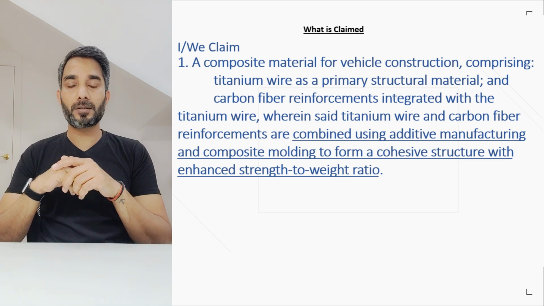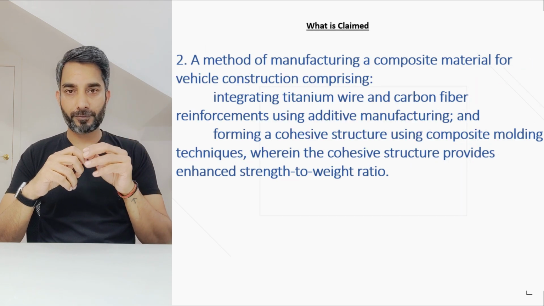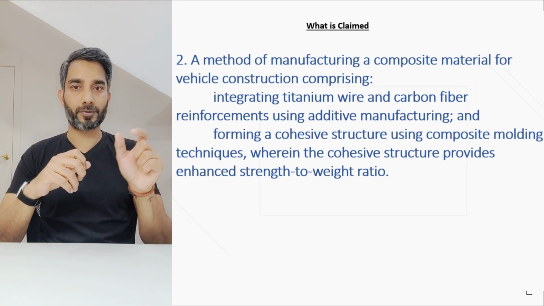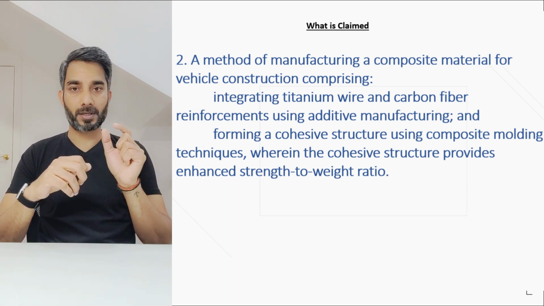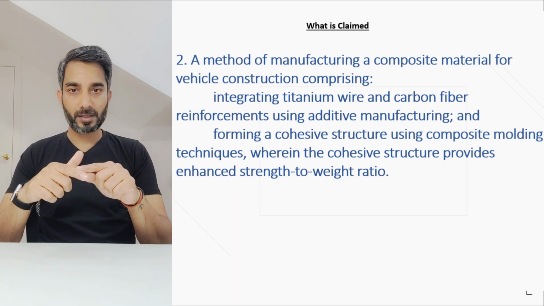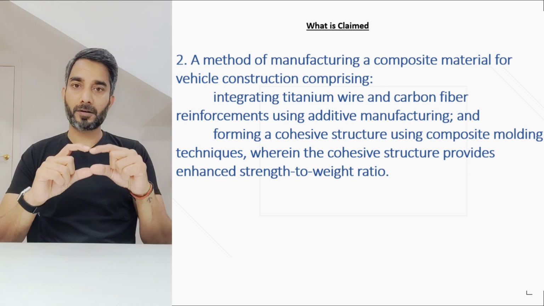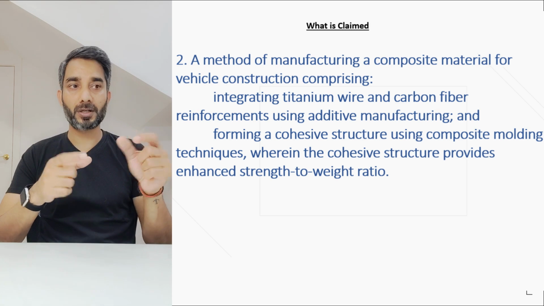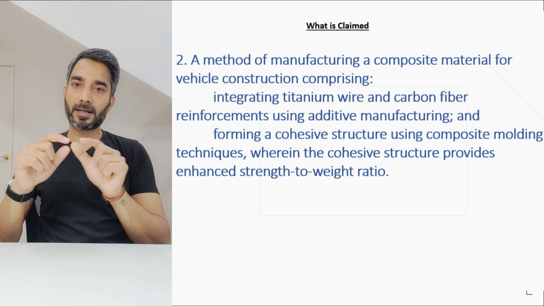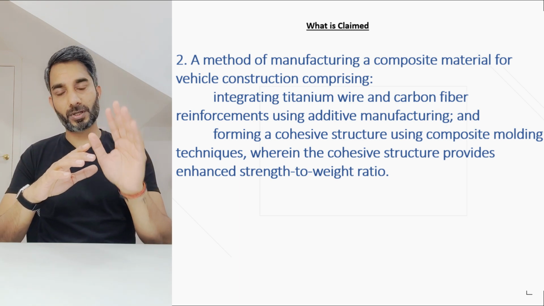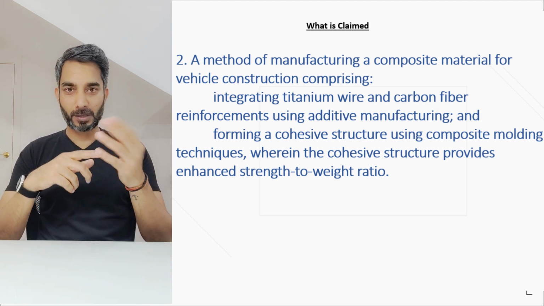Now moving to the method of manufacturing it. So this is how we will attempt it. A method for preparing a composite material for vehicle construction, comprising: as a first step, integrating titanium wire with carbon fiber using the technique that is there, and then forming a cohesive structure using the composite molding technique that they have provided to get an enhanced strength to weight ratio. So our method claim also is over. So for this invention, can you come up with any diagrams?